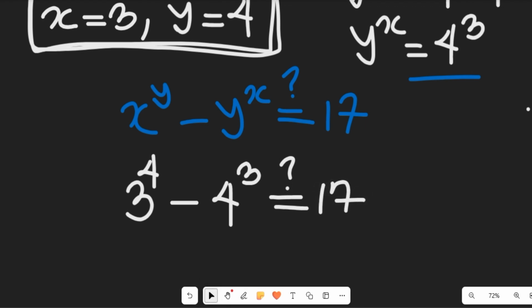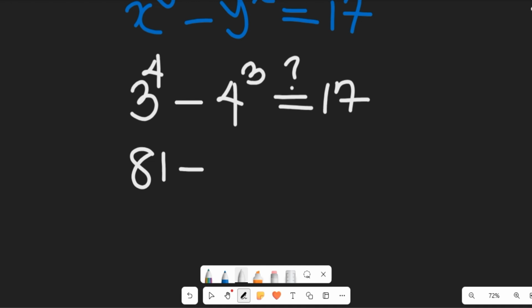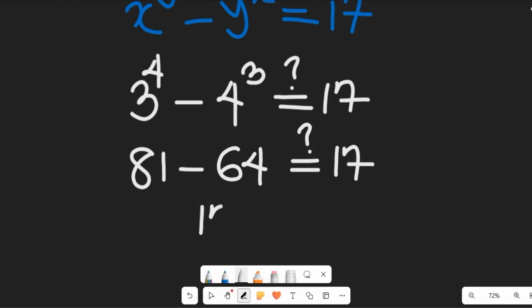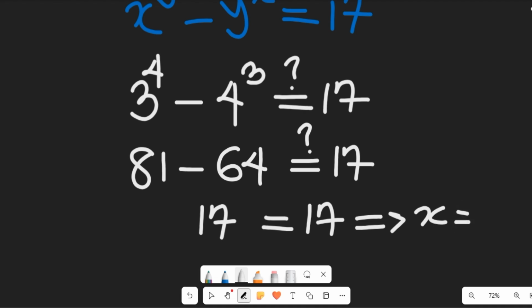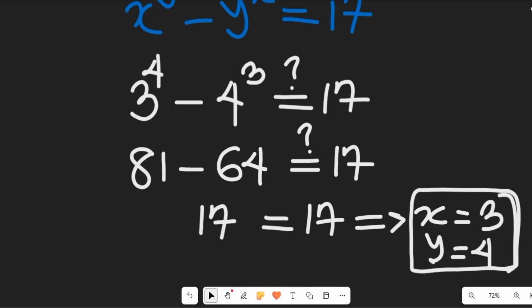Let's see. If we do this, 3 to the power of 4 is simply going to give us 81, right? 81 minus 4 to the power of 3, which is 64. Will the subtraction of this give us 17? Sure, this is 17. 81 minus 64 is 17, and then this is equal to 17. So that shows us that x equal to 3 and y equal to 4 are simply the solution that satisfies the mathematics equation given to us up here.